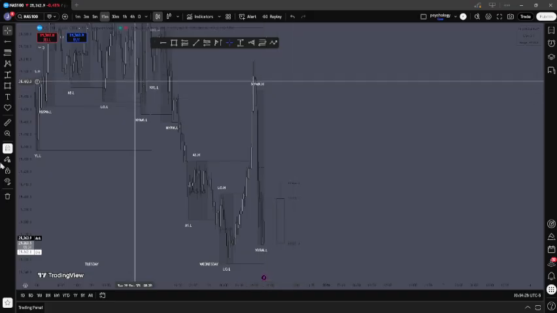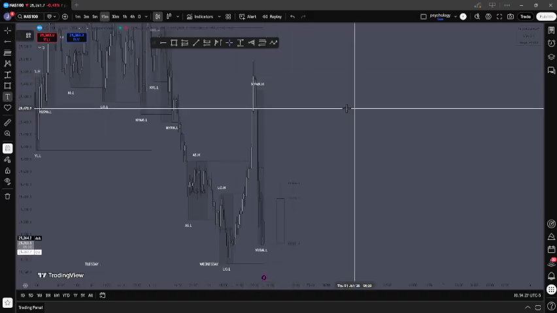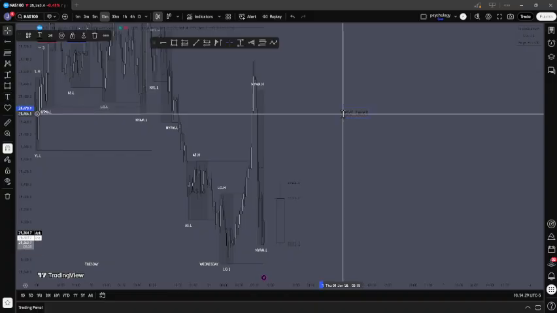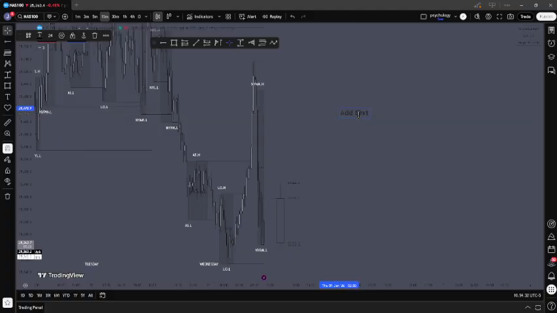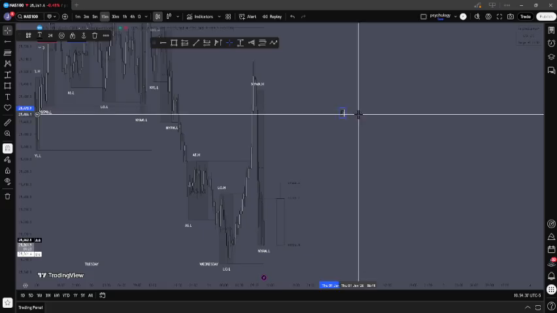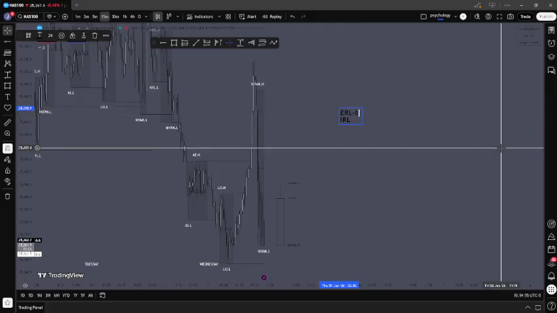Now, understanding draws on liquidity is this. I see people do a bunch of different analysis, but I'm going to tell you how I use it. So you have ERL, which is your external range liquidity. Then you have IRL, which is your internal range liquidity, right? And then you can break that up into two more categories. For your ERL, you'll have BSL. BSL stands for buy side liquidity.